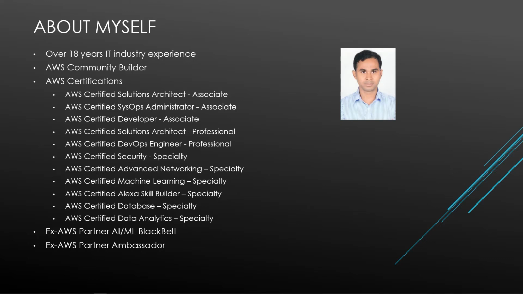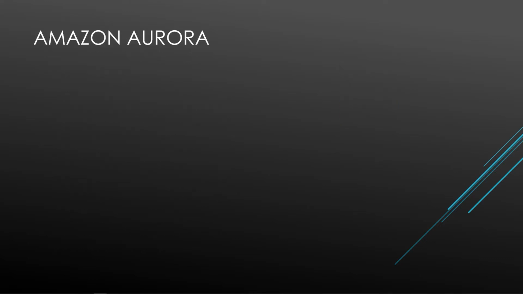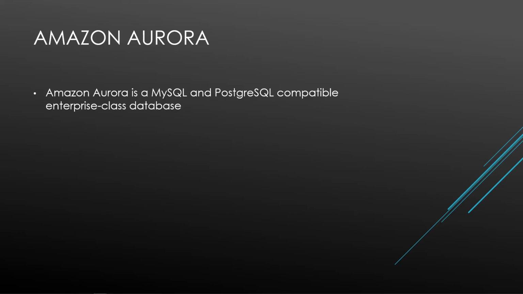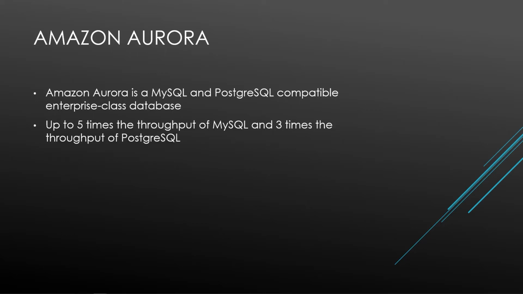Let's quickly look at Amazon Aurora features. Amazon Aurora is a MySQL and PostgreSQL compatible enterprise class database. Amazon Aurora has up to 5 times the throughput of MySQL and 3 times the throughput of PostgreSQL. Amazon Aurora has 128 terabyte of auto-scaling SSD storage. It was 64 terabyte earlier. Now it has been increased to 128 terabyte of auto-scaling SSD storage.